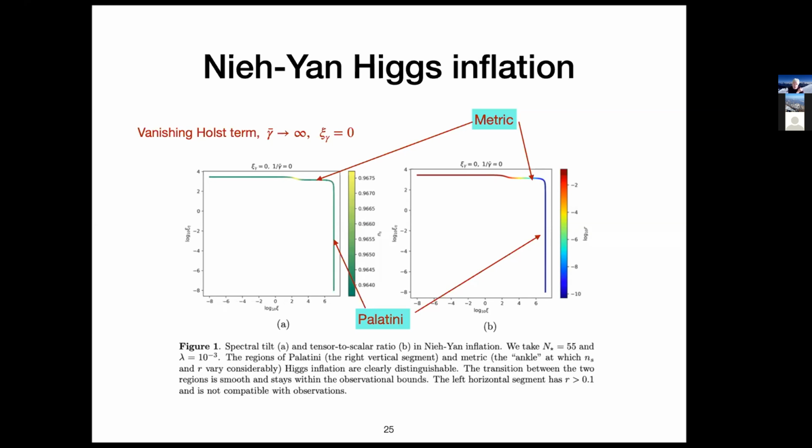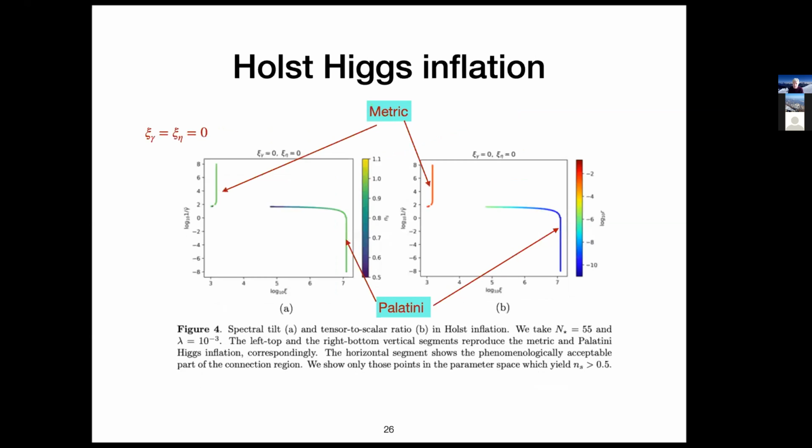Okay, so what was believed to be a very specific feature of Higgs inflation, the suppression of gravitational waves, is associated with metric and Palatini Higgs inflation. And in the more generic case, this is not true, and the amplitude of gravitational waves can be pretty large.